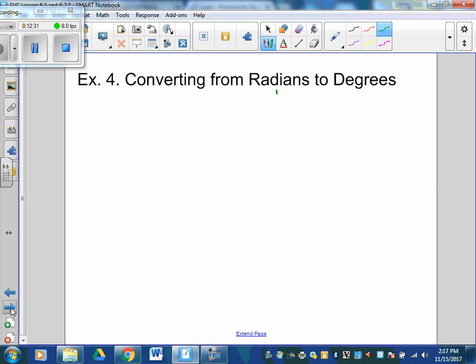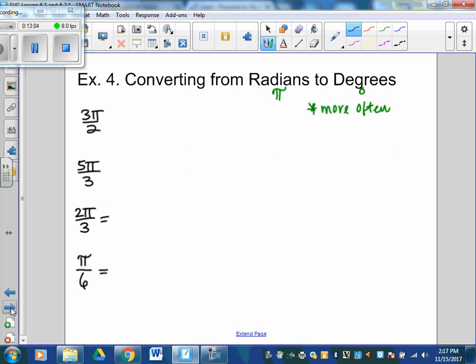So this one is where you have a pi and you want to go to the degrees. Personally, I think you're going to use this one more often. Just because degrees are just more familiar, so you like to see what it is in degrees. And this is actually easier. So the only thing you do here, well, first off, let me write a couple down. So you have 3 pi over 2. I'm going to give you 5 pi over 3. I'm going to give you 2 pi over 3. And I'm going to give you pi over 6. What are these actually in degrees?